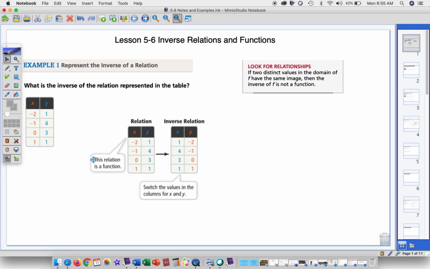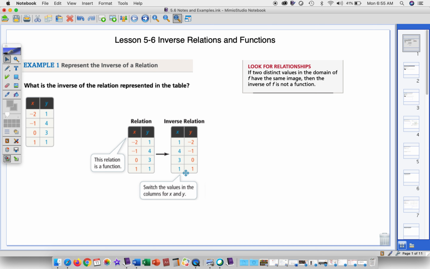Now, over here, this blurb says that the relation is a function, and it is. The easiest way to test for that is by looking at the x values. Over here in this box, it says if two distinct values in the domain of f have the same image, when they say image, they mean y value, then the inverse of f is not a function. So if we look at the domain, if all of the domain elements are different, it's automatically a function.